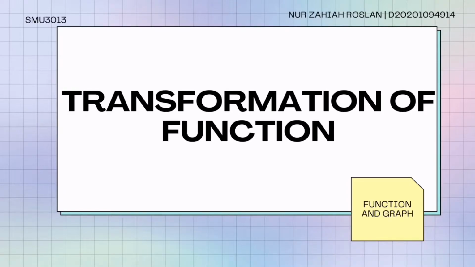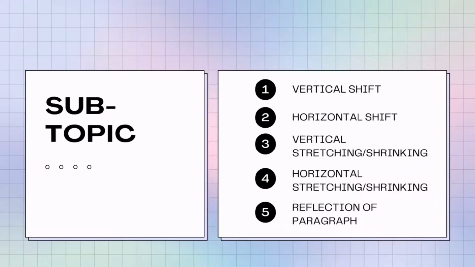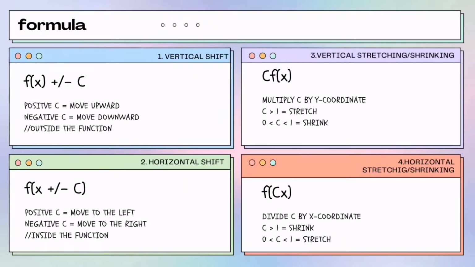Today I will talk about 5 types of transformation, which are vertical shift, horizontal shift, vertical stretching or shrinking, horizontal stretching and shrinking, and reflection of graph. Next are the formulas that can be used in this topic. Number 1, vertical shift. As you can see, for vertical shift, the C is placed outside the function.